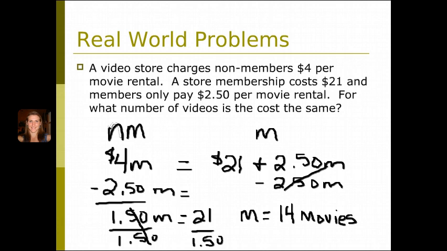So if you are going to rent a movie every week, it would be beneficial for you to become a member because you're going to spend money 52 weeks out of the year on a movie, which is a lot higher than 14 movies. But if you only rent maybe 5 movies a year, becoming a member would not be cost effective in that situation.